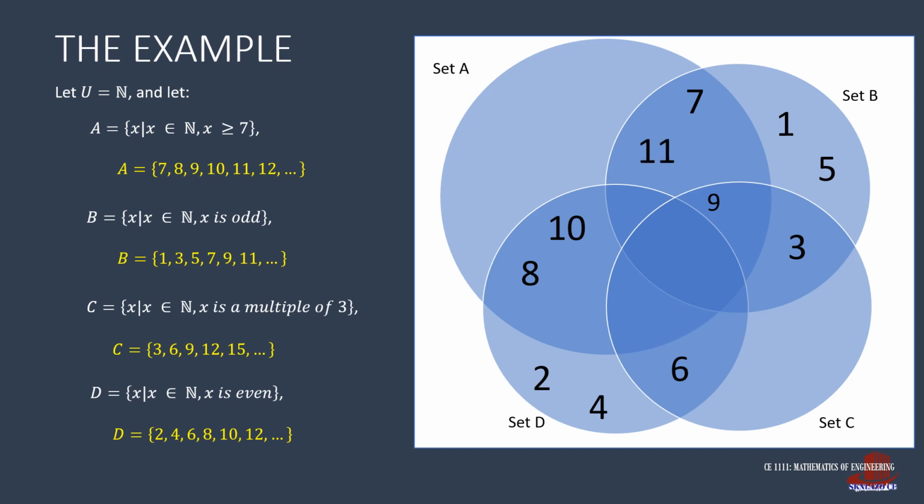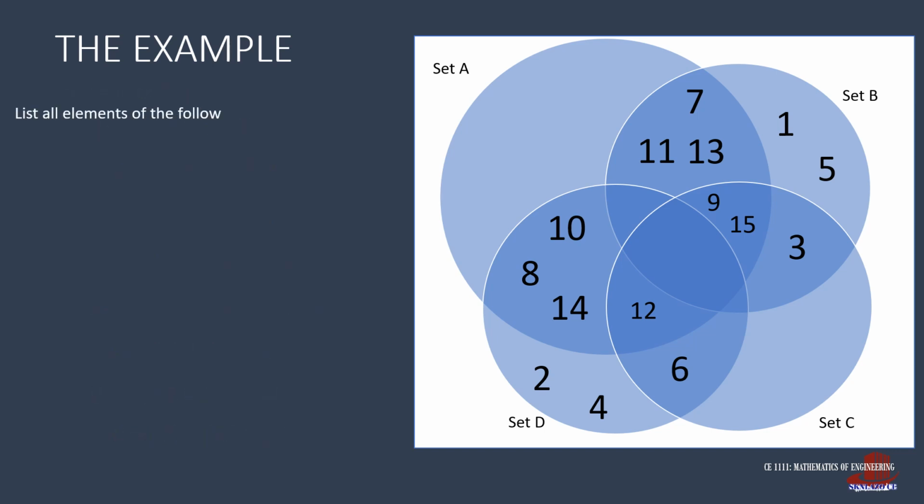11 is in the overlap of A and B. 12 is found in sets A, C, and D. 13 is common in both sets A and B. 14 is from sets A and D. Then 15 is found in sets A, B, and C. We can take more numbers from practice, but let's start with the task.